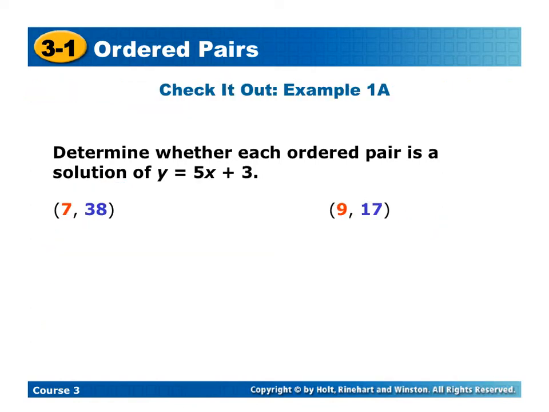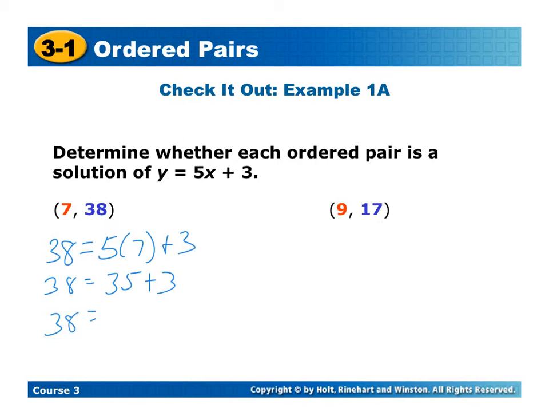So now it's your turn. Why don't you go ahead and try this one out on your own. So pause the video and try it out. Alright, so when we look at our first one, it's saying that 38 is equal to 5 times 7 plus 3. Well, 5 times 7 is 35.